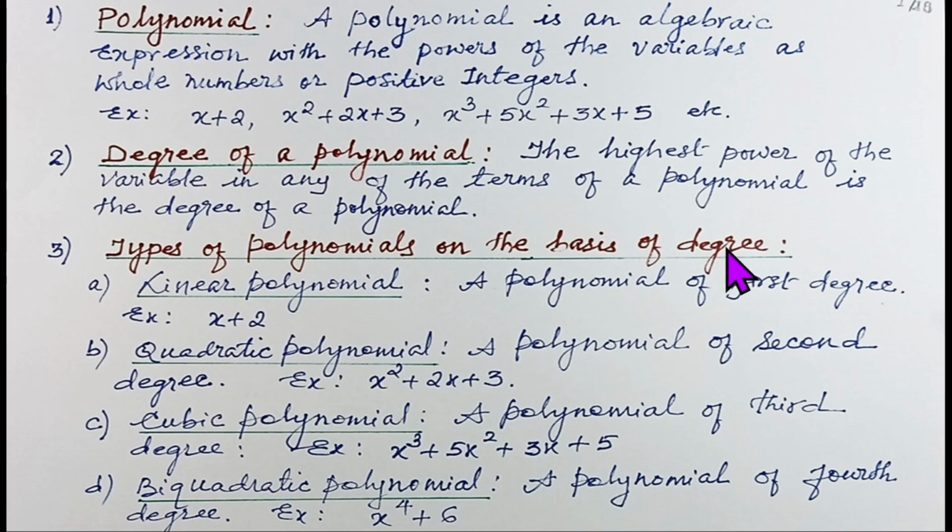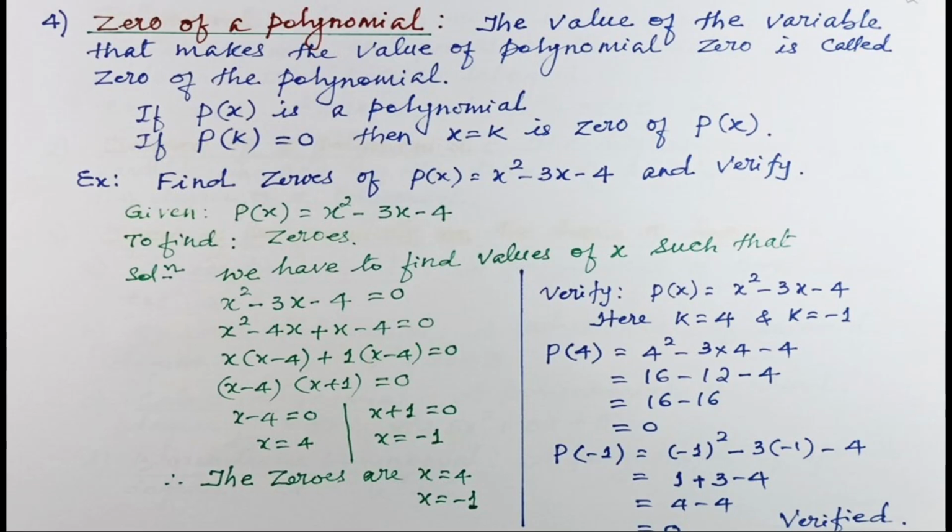And on the basis of degree, we have a linear polynomial. A polynomial of first degree is known as linear polynomial. If you look at this polynomial, the power is 1, therefore it's a linear polynomial because its degree is first degree. A quadratic polynomial is a second degree polynomial. Here the degree of this polynomial, that is trinomial, is 2 or second degree, and therefore it is a quadratic polynomial. A polynomial of third degree is cubic polynomial. A polynomial of fourth degree is a biquadratic polynomial. A polynomial of nth degree is a polynomial of degree n. So remember that.